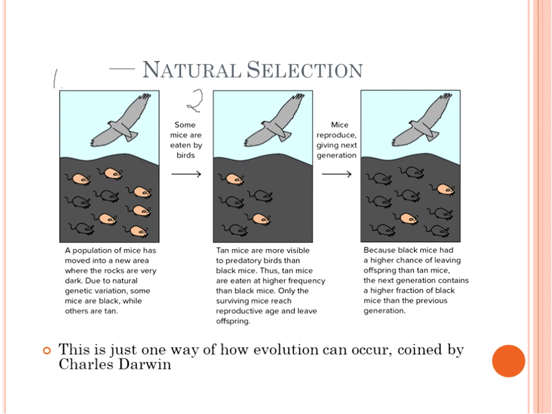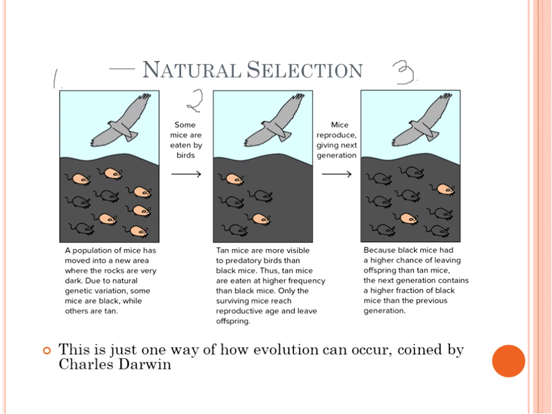Well, that leads to something, though. Over time, you're going to see more and more gray mice because they're better adapted. They can hide, they can be more camouflaged, and you're going to see less and less tan mice because they're getting picked off more. They don't have an advantage. So the version of the species that has an advantage, called an adaptation, allows that species to adapt and evolve for the better. That's called natural selection.